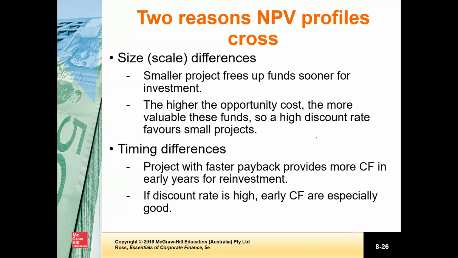Timing differences can also create this conflict, because some projects may have a 3-year life, while other projects may have a longer life, for example 5 or 7 years. Now cash flows are coming over these different lives and at different times. These also can result in conflicting rankings.